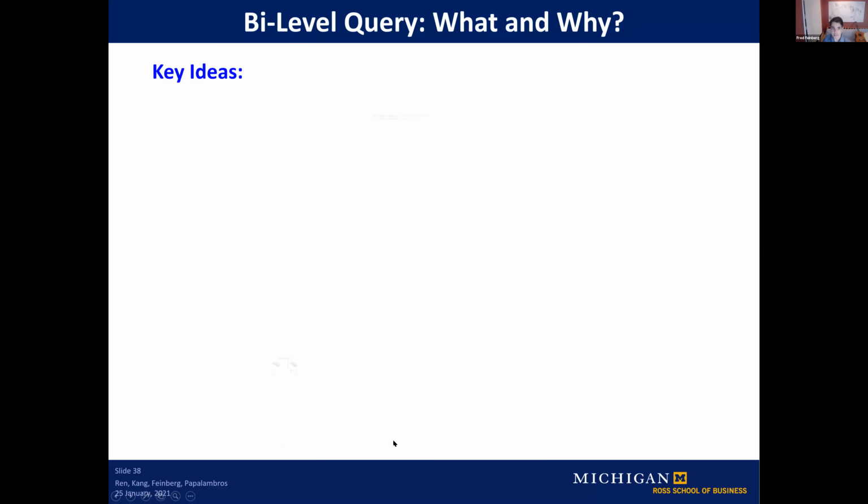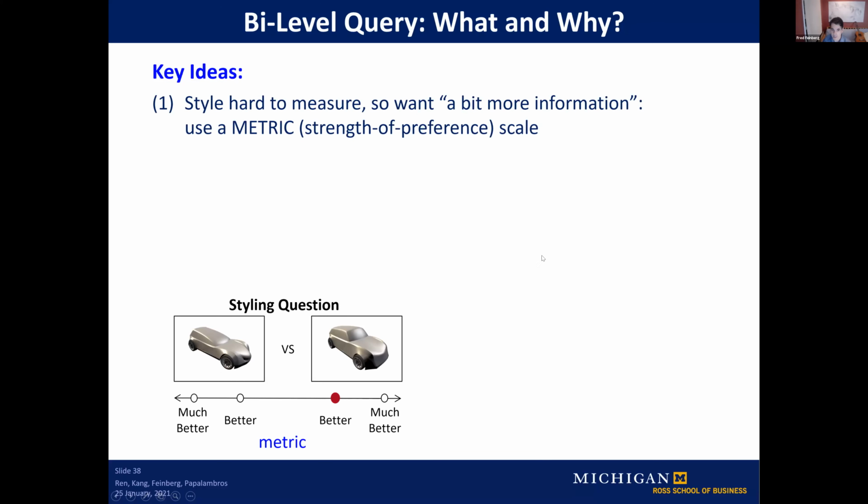So the key idea is style is hard to measure. So we want a bit more information. So we decided to use a metric strength of preference scale. We were afraid that given the very high dimensional nature of the design space, just asking people for binary comparisons, 15 of them per person, we would not be able to explore that space well. Why did we go with 4 points? Just because we thought that more points would be complicated for respondents. There's nothing special about 4. The econometric model that I'll show you at the end can accommodate any number of scale points quite seamlessly.